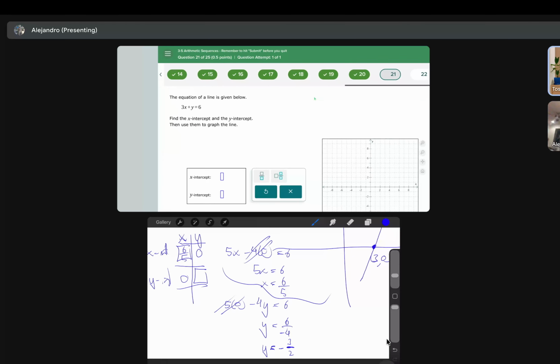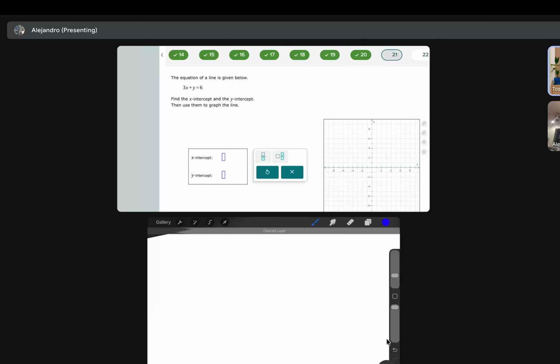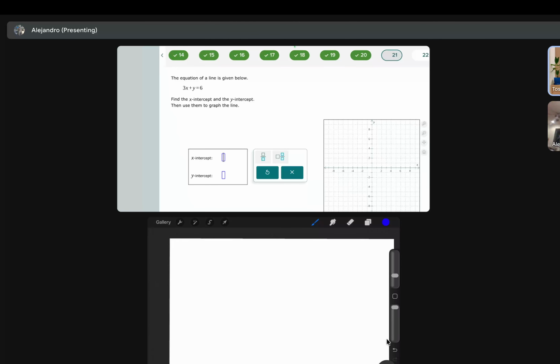Okay, same way. So we erase the whole thing here. I don't need to do a table, but I'll do a table. That's 6. I write 5. Okay. So x, y. So x-intercept, I'll write it, and your y-intercept.